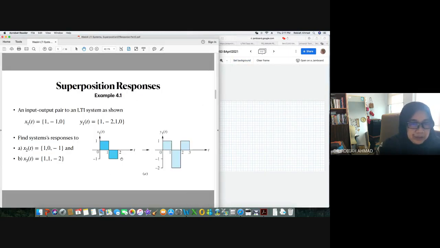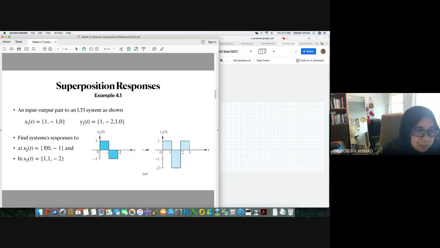Okay. Now that we have one example here, the input is no longer just an impulse. We have given here the input is 1, minus 1, 0, that produces the output y1: 1, minus 2, 1 and 0.